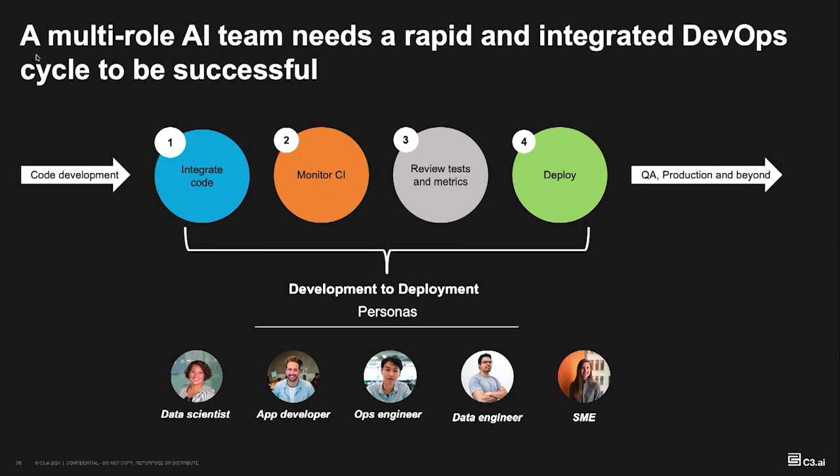After code development is done, you have to integrate your code. That's making sure that all the code from different sources is sitting well together. That triggers a CI process or a CI build, right? Of course, you're monitoring that CI build. You're looking for any test failures. You're looking for any metrics that you really care about, like code coverage. And then finally, once you have a certain criteria and you've met it, then you're ready to deploy, right? That could be into test environments, then into QA, production, and beyond.